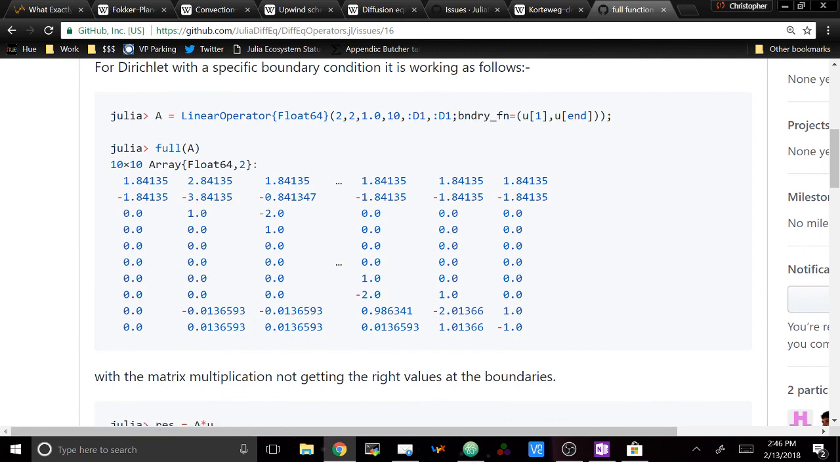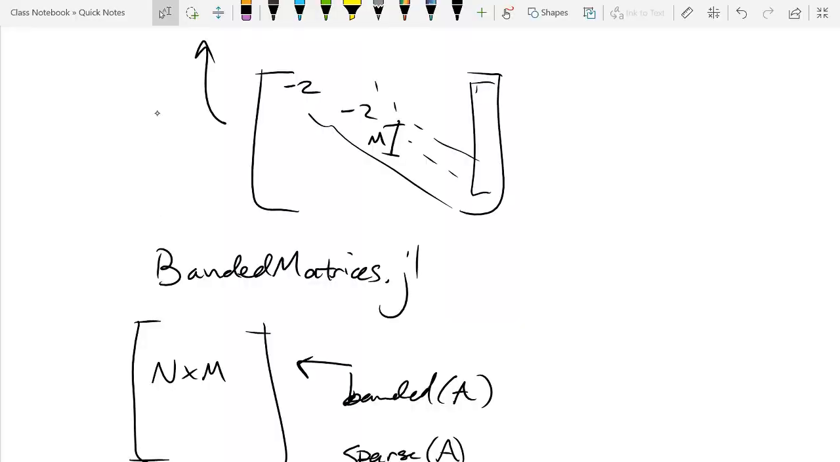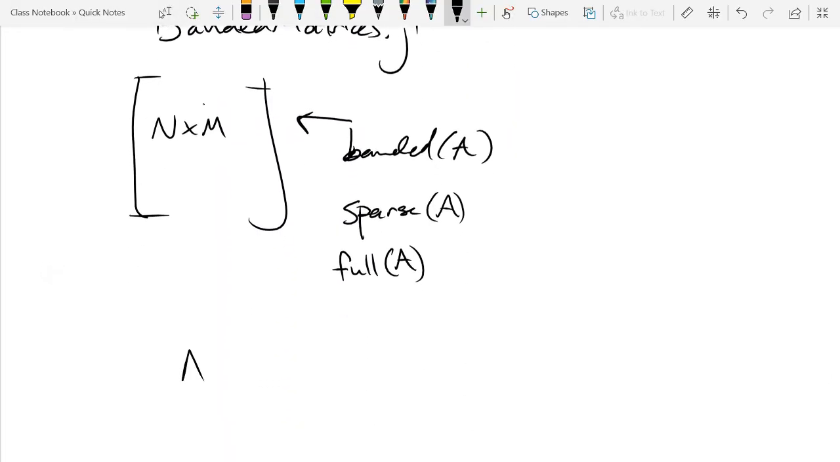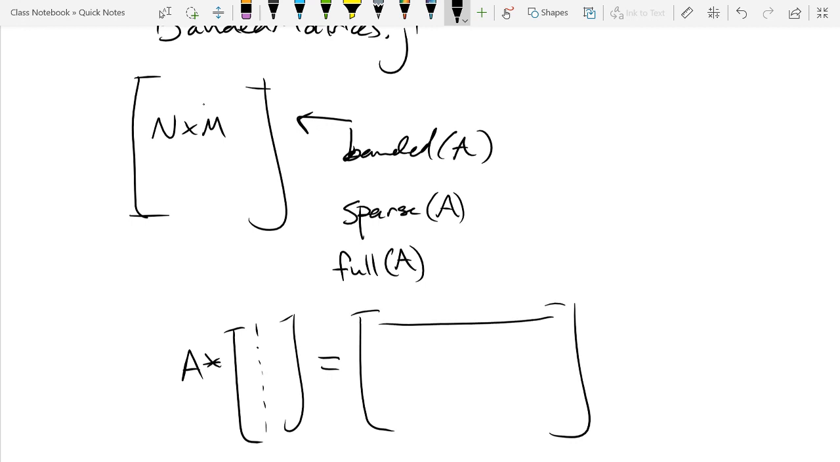Yeah, so you see that the edges here have a lot of weird stuff in them, while the middle has the correct stencil. What's going on there is it's trying to use things like A times 1 0 0 0 0 0 to build what the value on the ends should be, what this first row is. That's how you can define a matrix multiplication. But the way that we're handling the boundary conditions isn't working well with it.